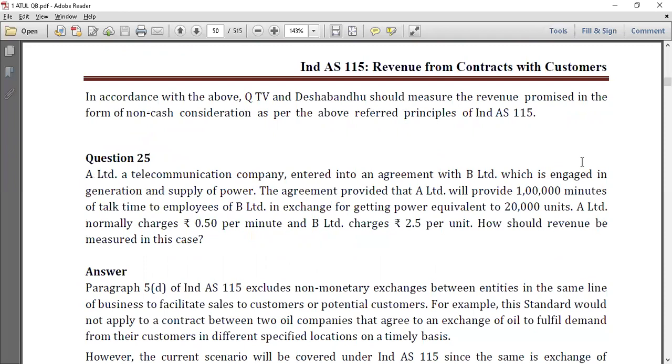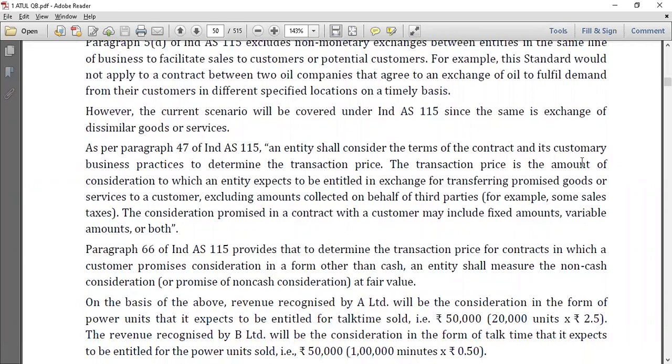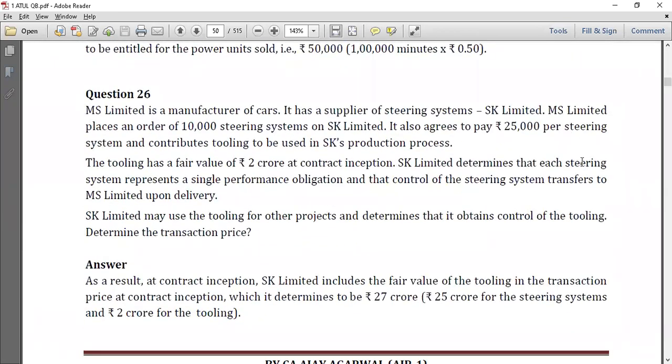The next question is also the same. Here we had one print media and one advertisement TV. Another example is a telecommunication company and a power supply company. They both exchange, and again they are not in the same line of business, so the same explanation will come into picture. Everything is the same, but I'll tell you in brief.